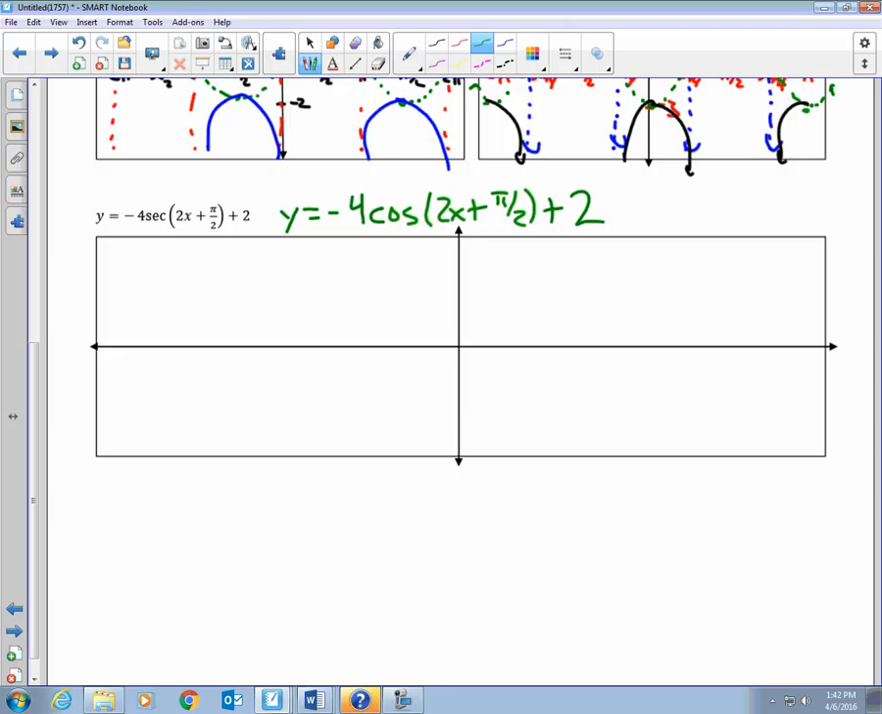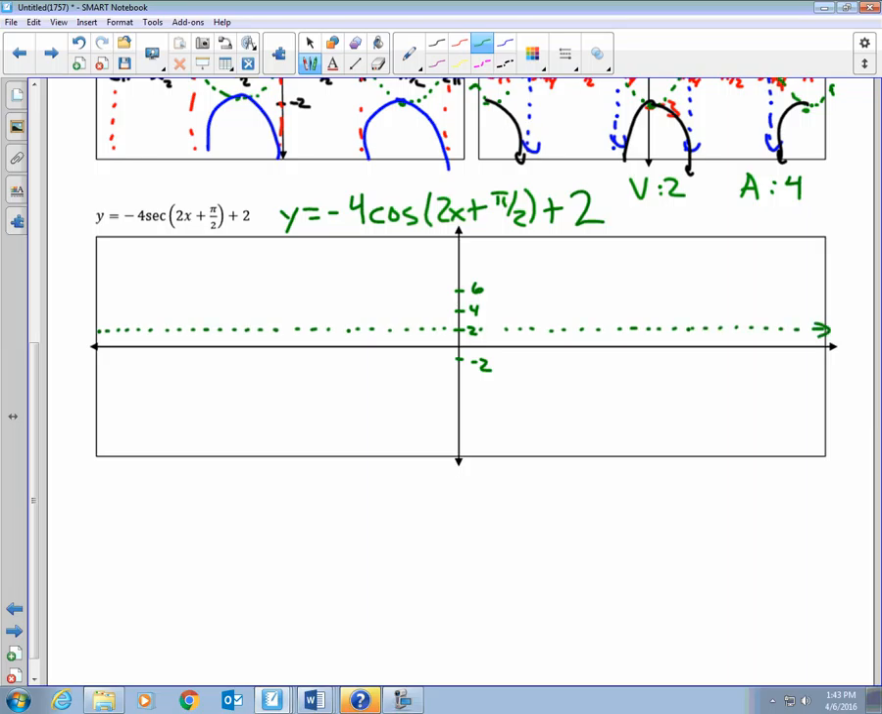What is the vertical shift? 2. What is the amplitude? 4. So what will be the largest value that it will reach? 6, and what's the smallest value? Negative 2. So I'm going to mark it like this. I'm going to go 2, 4, 6, negative 2. And that vertical shift of 2 will be like this.